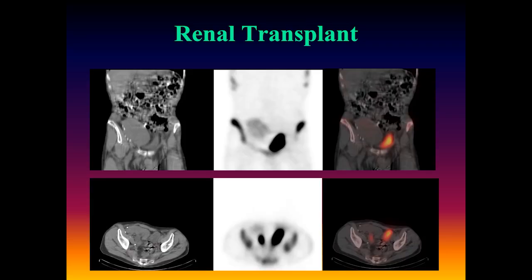This is the SPECT CT of that patient. You can clearly see the renal transplant impinging on the urinary bladder.